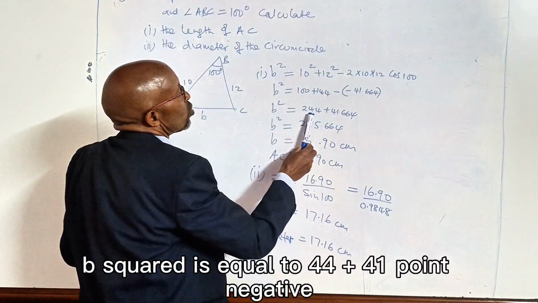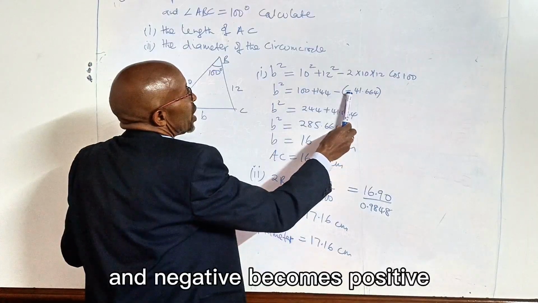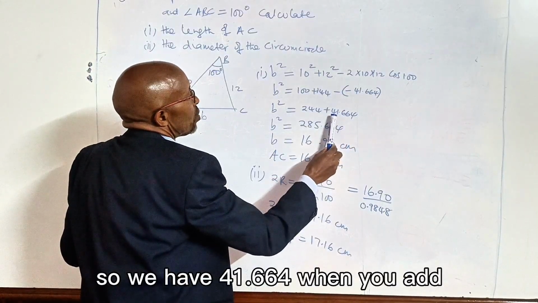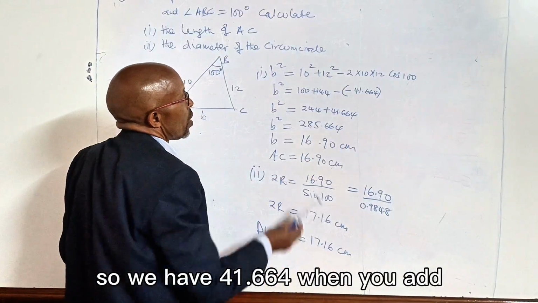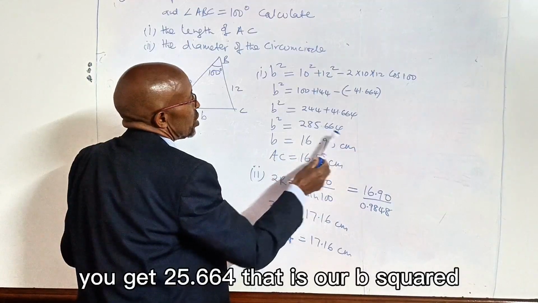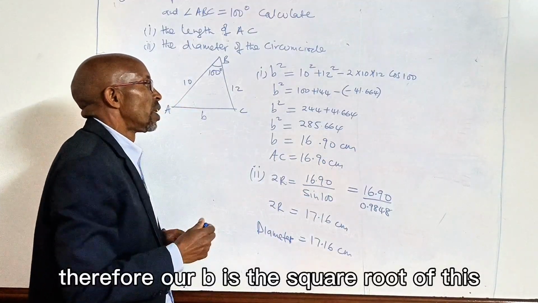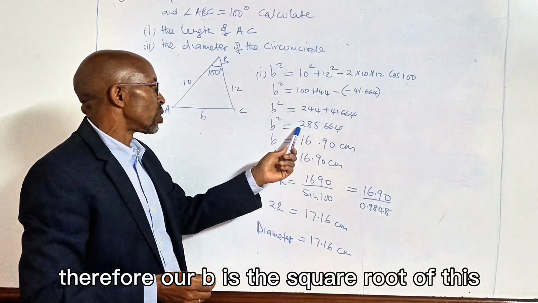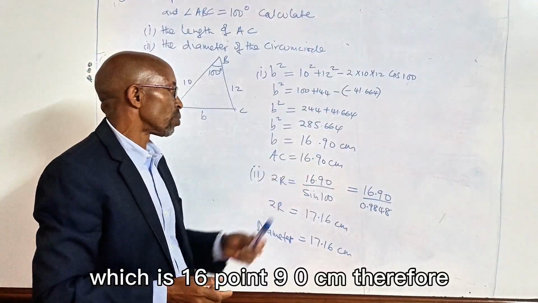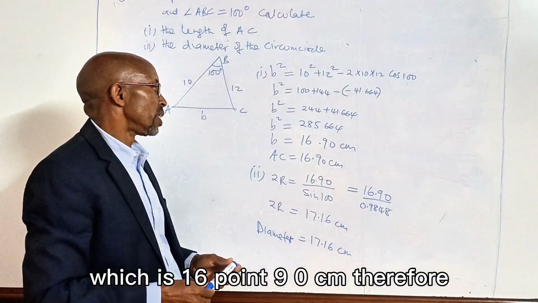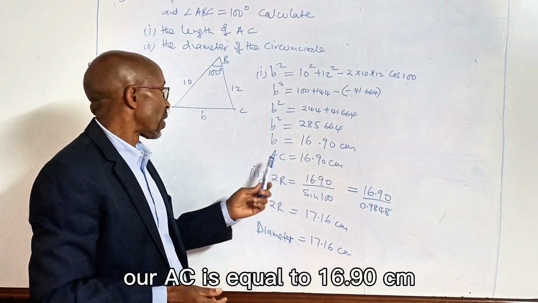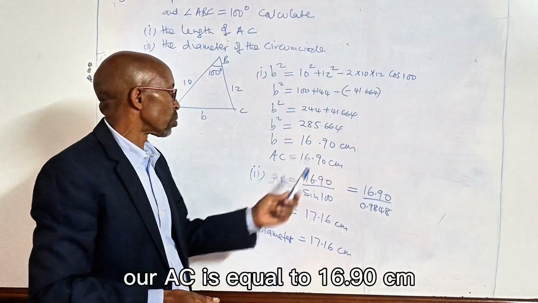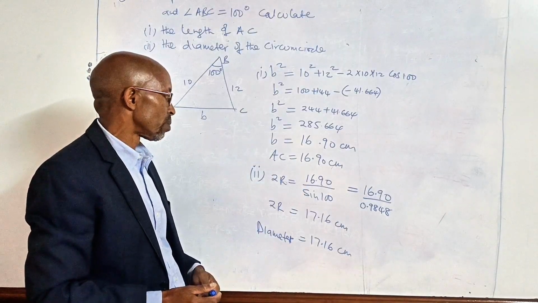b squared is equal to 244 plus 41.664. Negative and negative becomes positive, so we have 41.664. When you add, you get 285.664. That is our b squared. Therefore, our b is the square root of this, which is 16.90 centimeters. Therefore, our AC is equal to 16.90 centimeters.